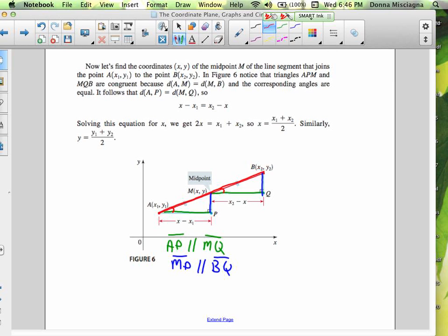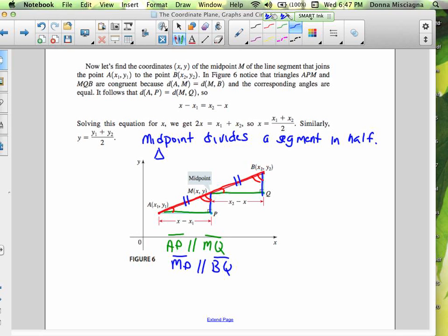Likewise, we have another pair of corresponding angles. In this case, we're to the left of a line below the transversal, and those would have to be congruent. So that gives us two pairs of angles that are congruent. Also, since M is the midpoint, and remember a midpoint divides a segment in half, AM has to be congruent to BM. All right? So that's enough to prove the triangles congruent.